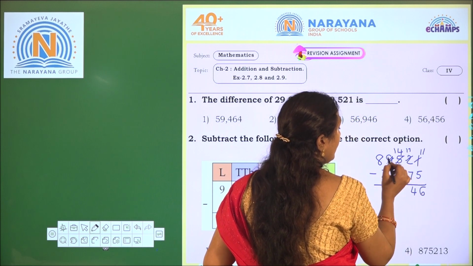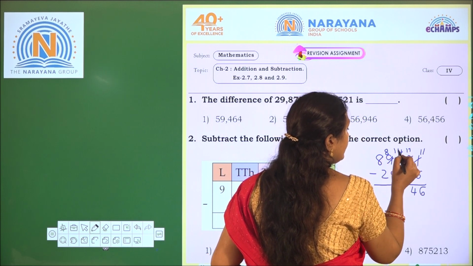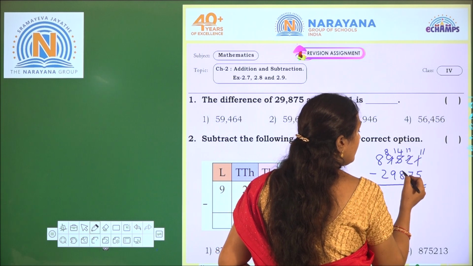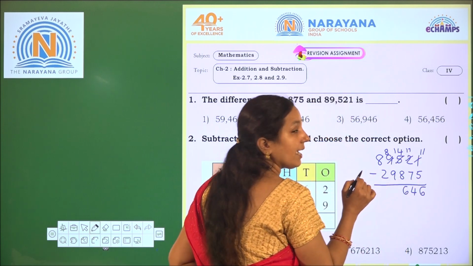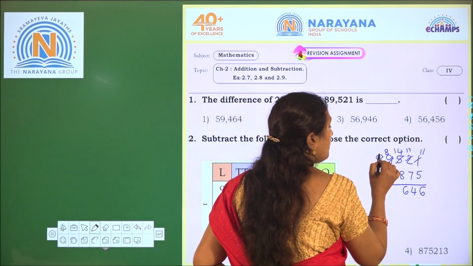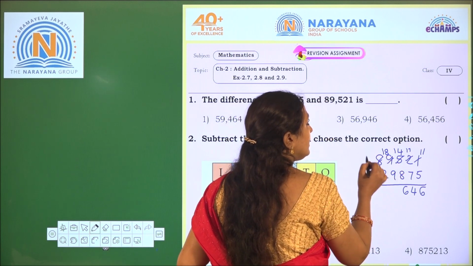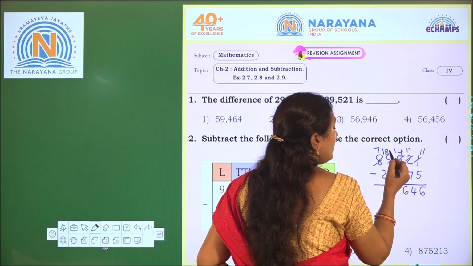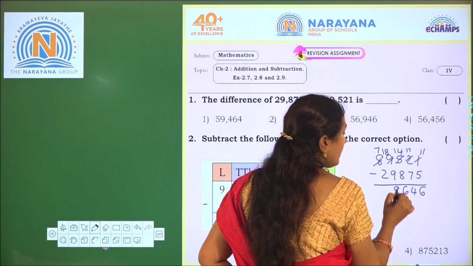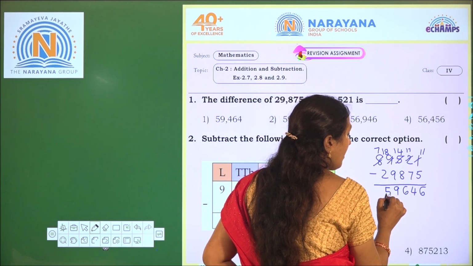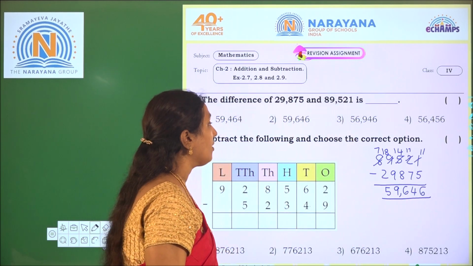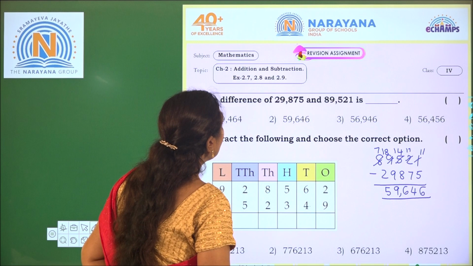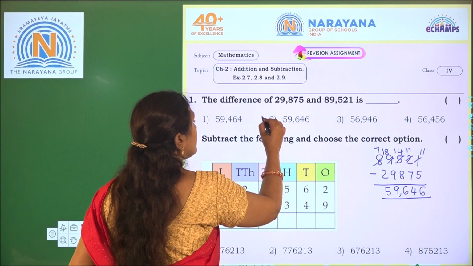Again we have to regroup it. It will be 8 and 4 will become 14. 14 minus 8 is 6. Now 8 minus 9 we cannot. Again we have to regroup it. 8 will become 18. This 8 will become 7. 18 minus 9 is 9. 7 minus 2 is 5. So the difference is 59,646. So here which option is correct one? Option 2.